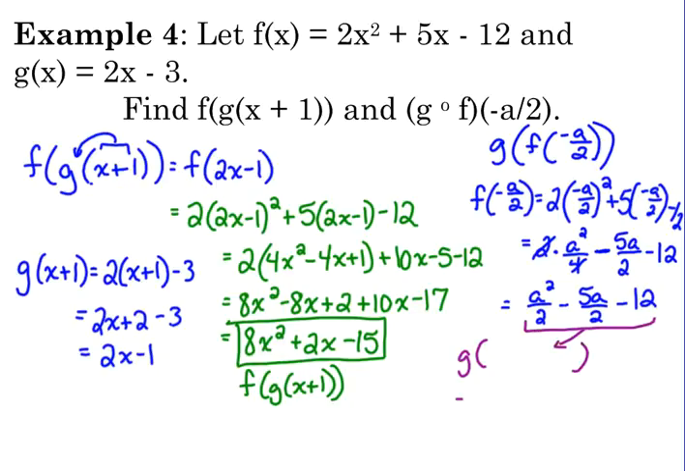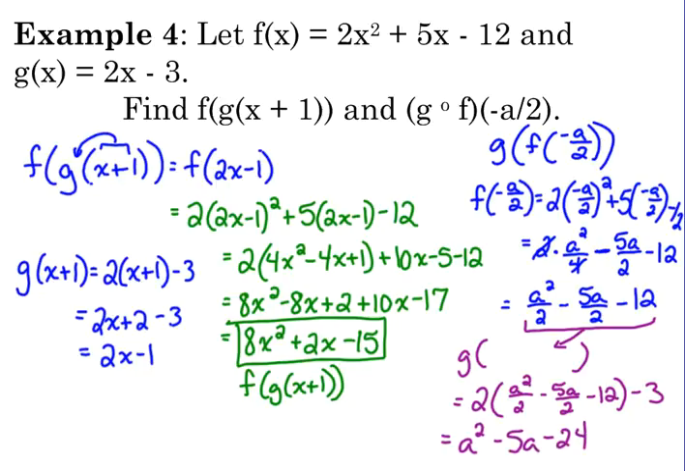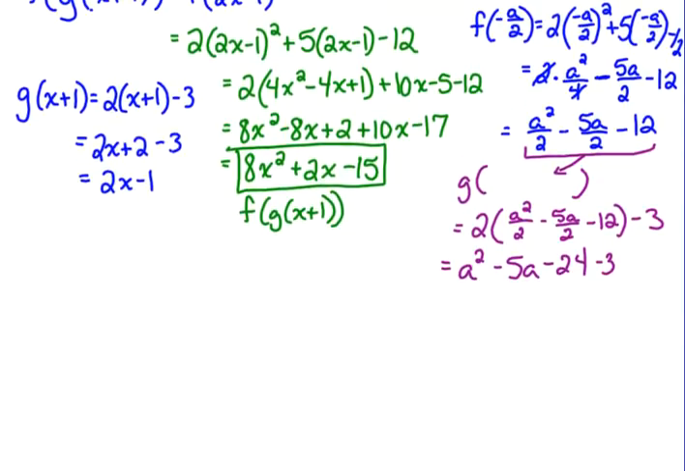G of that is equal to, the g of x function is very simple. It's just 2 times our variable, or in this case our expression, minus 3. So when we distribute that 2, guess what? Those denominators of 2 go away, or they cancel, however you want to look at it. And 2 times negative 12 is negative 24. So this is equal to a squared minus 5a minus 27. And that is g of f of negative a over 2.